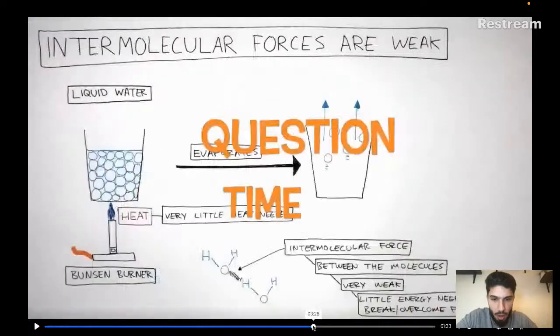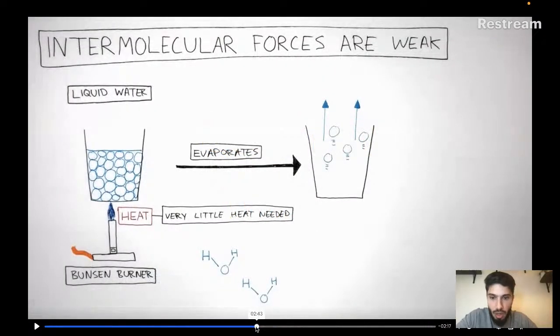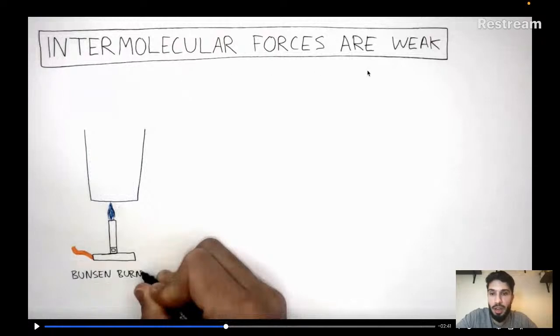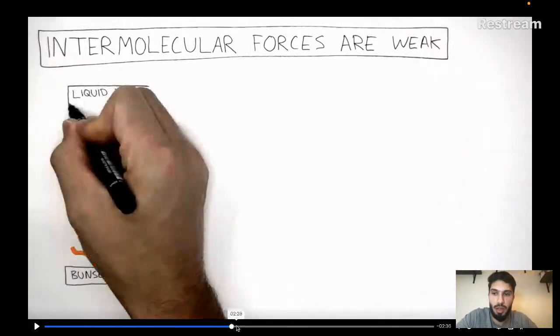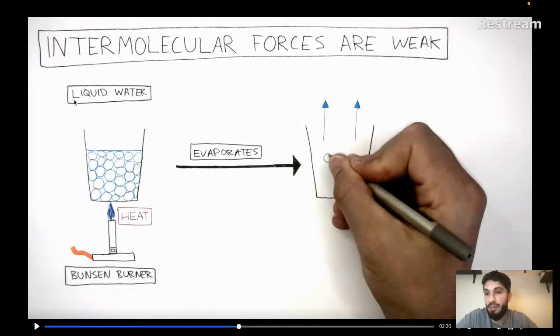Kind of want to just skip ahead a little bit now to this part of the video. So we know intermolecular forces are weak. Here is a container which is being heated by a Bunsen burner. In this container, we have liquid water. The heat causes the water to evaporate. So why is it that the water evaporates so easily? Which is another way of saying, why does water have such a low melting and boiling point compared to substances such as diamond or graphite or sodium chloride?